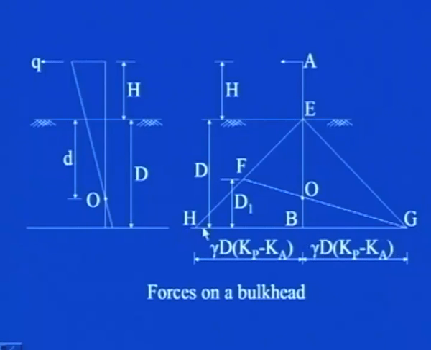pressure diagrams. It has this ordinate, and if I join this ordinate G to this point O, it cuts this particular pressure line at F. Let us say that distance is D1, which is unknown right now, but in the process of the analysis for stability, we will be determining this depth D1.